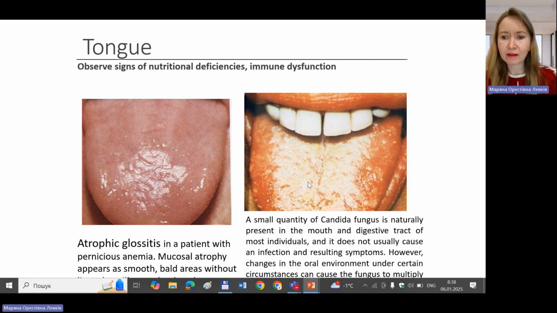And on this tongue, a small quantity of Candida fungus is naturally present in the mouth and digestive tract of most individuals, and it does not usually cause an infection or other resultant symptoms. However, changes in the oral environment under certain circumstances can cause the fungus to multiply, causing disease. And here you can see candidiasis that is visible on the tongue.